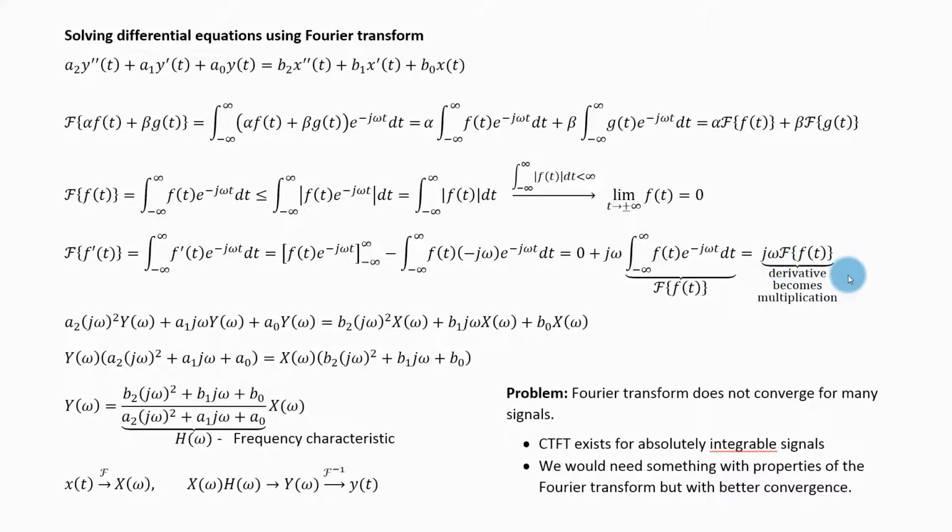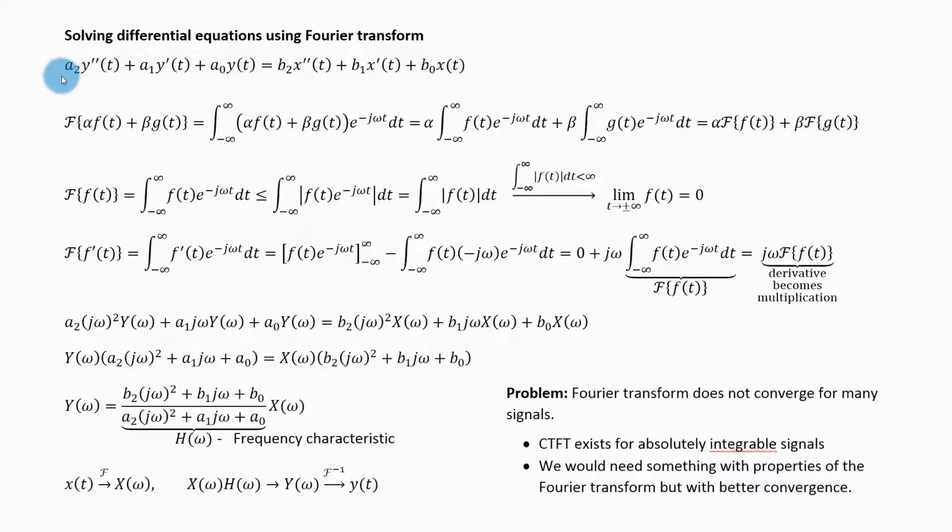Actually, you can do this derivation for higher derivatives, in which case you will get that the Fourier transform of the nth derivative of a function is the Fourier transform of that function without derivative, but multiplied by the j omega n times. Each derivative gives you one multiplication by j omega. Now, using these properties of the Fourier transform, we can apply the Fourier transform to our differential equation.